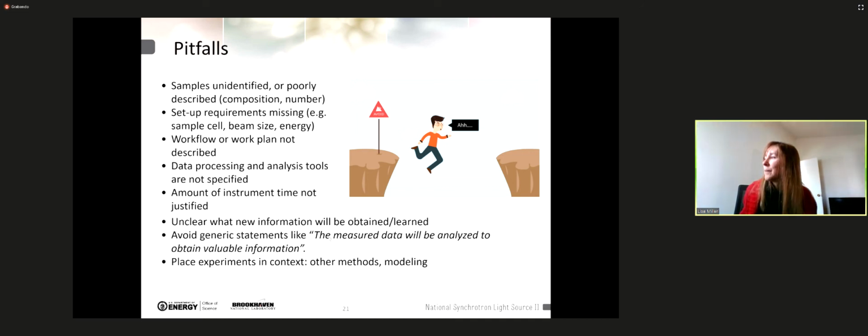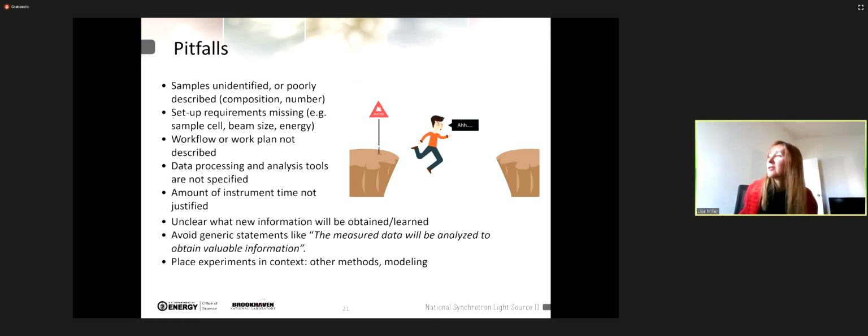So, it's really that the XRF data will be analyzed to obtain the titanium 4 versus 6 coordination state, and that will tell us that it retains phosphorus better with the titanium 4, making it better, so plants grow better because it retains phosphorus. You have to get into the details. And then also placing the experiments in context with other methods and modeling.